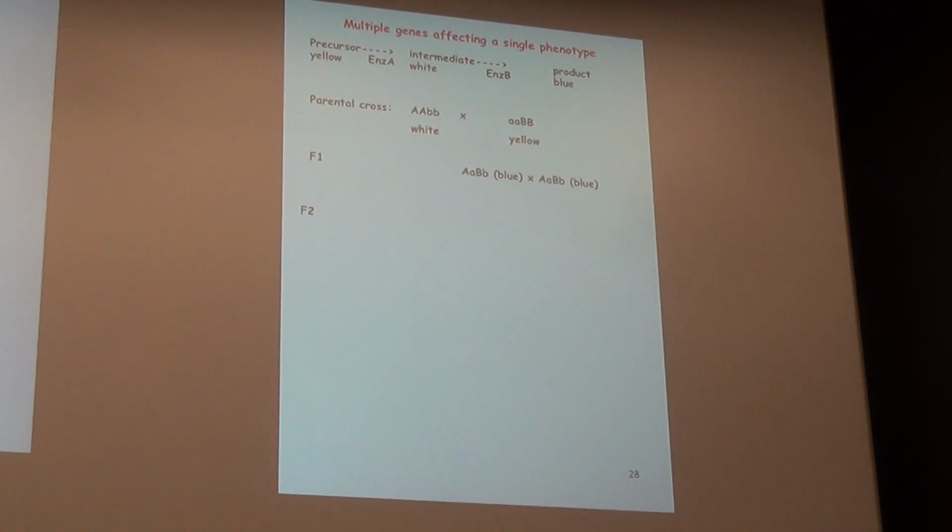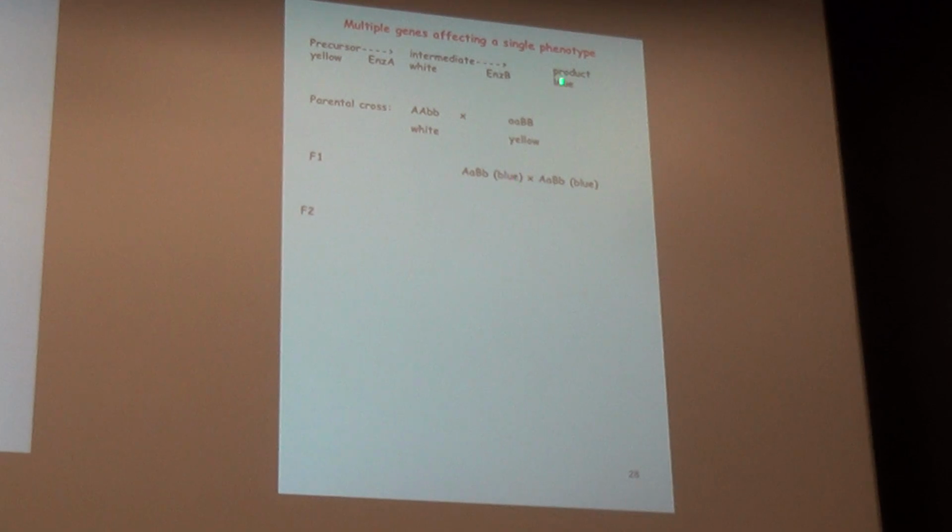So here we go. In the F1, you're going to generate a plant that's going to be blue. Right? This is not incomplete dominance. This is not codominance. This is a completely new phenotype in the F1.